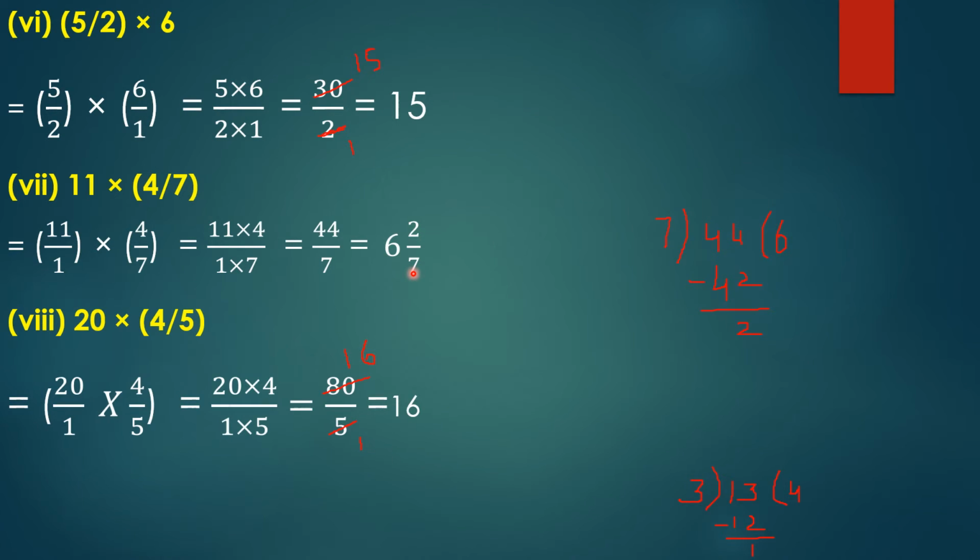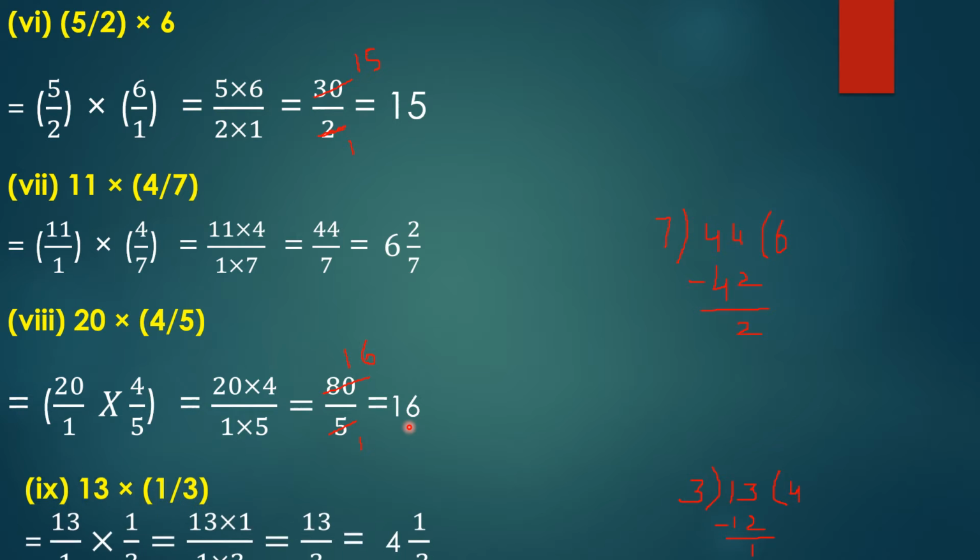And the next question is 20 into 4 by 5, can be written as 20 divided by 1 into 4 by 5. Multiply the numerator and denominator. Therefore this will become 20 into 4 divided by 1 into 5, which is equal to 80, because 2 fours are 8, so it is 80 divided by 5. Now here 5 ones are 5 and 5 sixteens are 80. Therefore 16 is the answer.